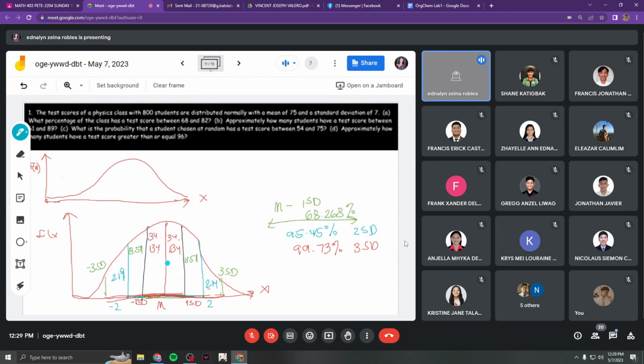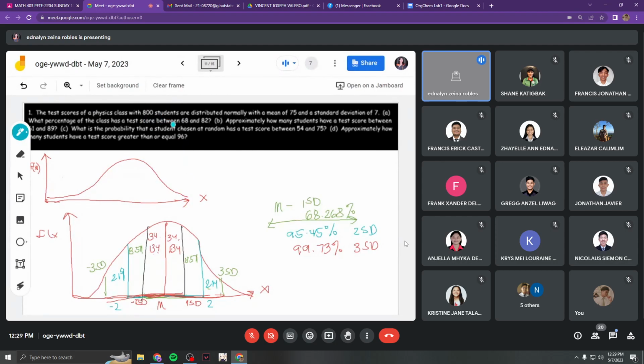So why do we need this? What is the significance of this when we are solving problems regarding normal distribution? So let us try, ano ba yung pahahalagahan nito kapag nagso-solve na ako? Paano ba mapapadali nito yung pagso-solve ko ng normal distribution?